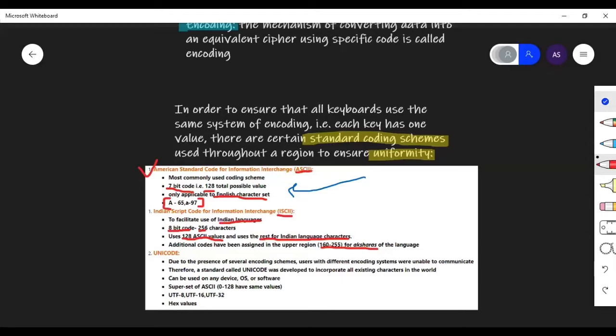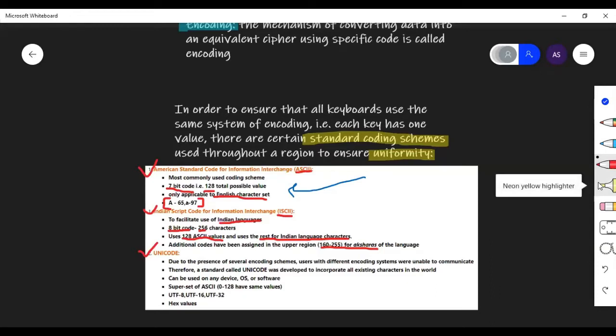After that, we have Unicode. Now you see we have ASCII and ISCII, but those are not the only encoding schemes that were created. There are many coding schemes created throughout the world, and because of that, there are many problems. If I want to send some data to a different country, but they do not follow the same coding scheme as I do, it'll become very problematic for me.